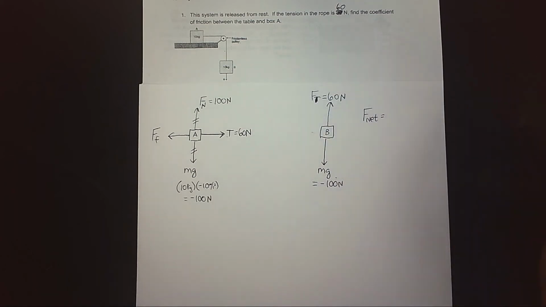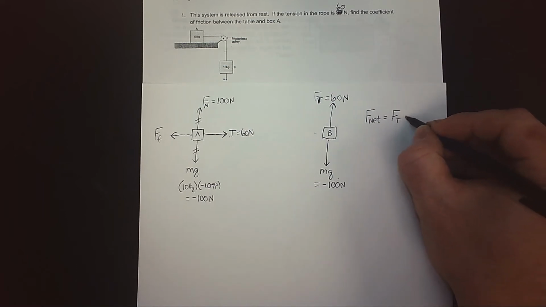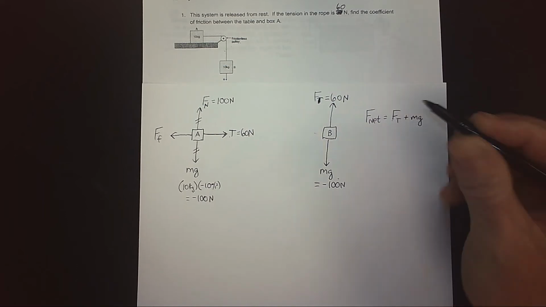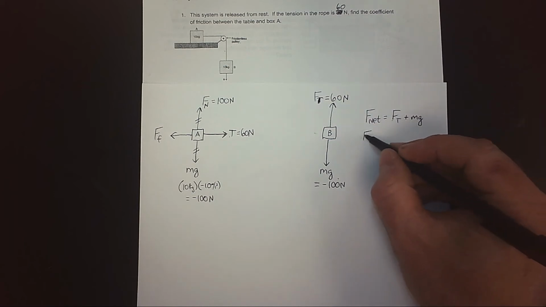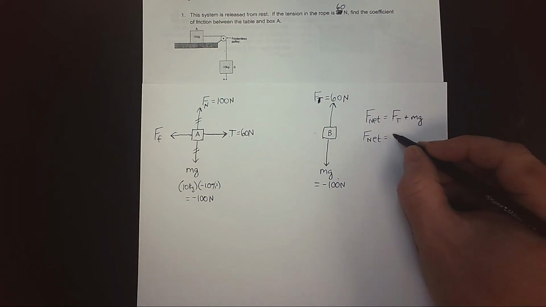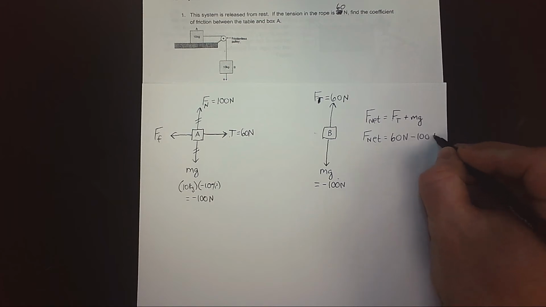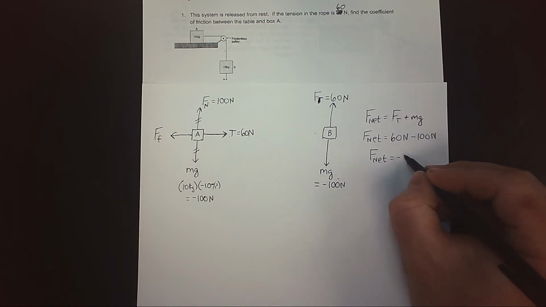Tension force and the gravity force added together, the two forces that are pointed in opposite directions, are going to give me my net force. And so my net force for block B is going to be my 60 newtons minus my 100 newtons, and so I've got a net force of negative 40 newtons.